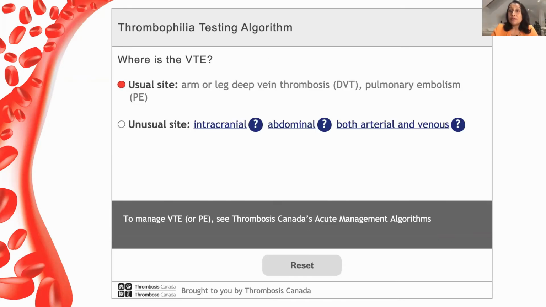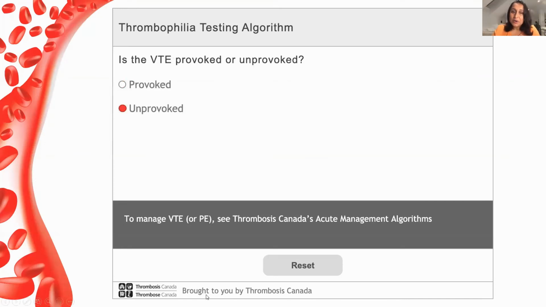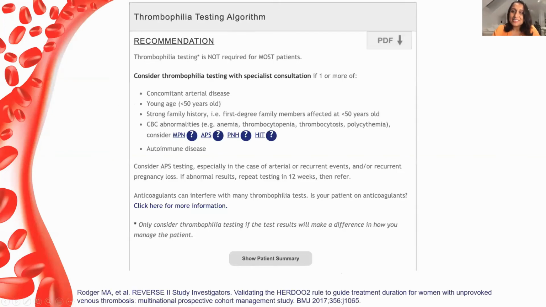Next slide. We're then prompted about the location of the VTE. So we're going to indicate this was a usual site clot. So this is a garden variety lung clot. Next slide. Now, it appears to be completely unprovoked in discussions with the patient. Next slide. And the tool takes us to this recommendation.